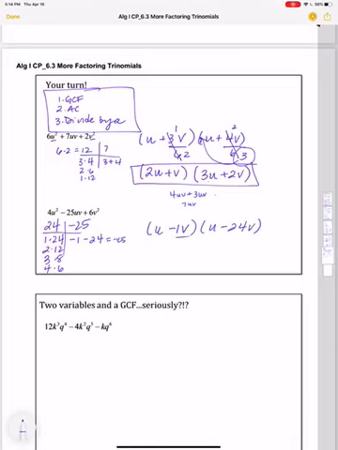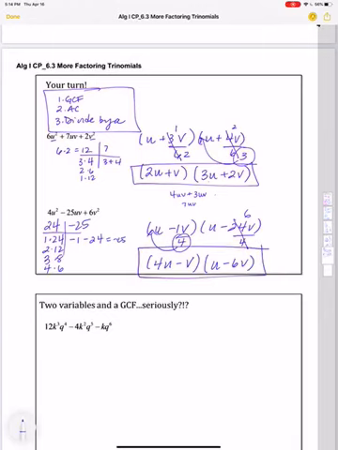And step 3, divide by a, just the number, so 4. So let's see, 4 doesn't go into 1, so this becomes 4u minus v, and this becomes, that goes in 6 times, right? So u minus 6v. And that is your final answer.